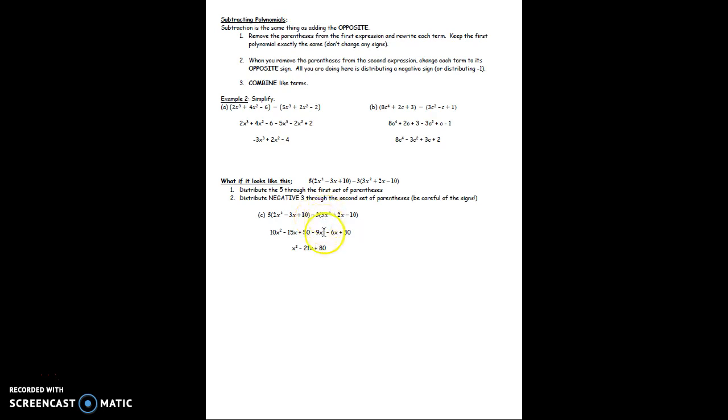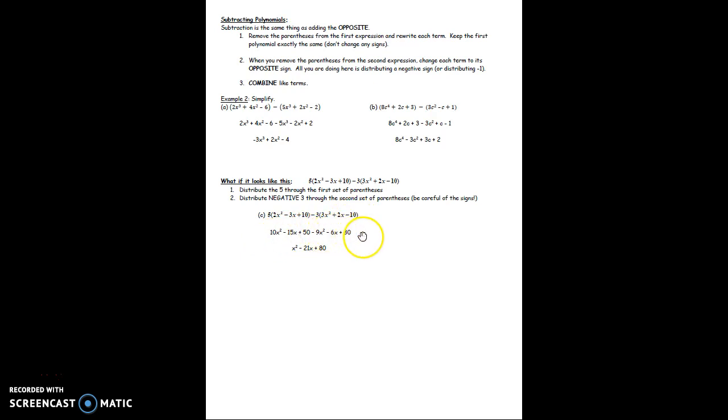Again, it's going to change the sign of everything originally. Originally this was a positive, it becomes a negative. This was a positive 2x, it becomes a negative 6x. A negative 10 becomes a positive 30. So it still switches signs exactly the same way, but now you're also multiplying it by the 3.